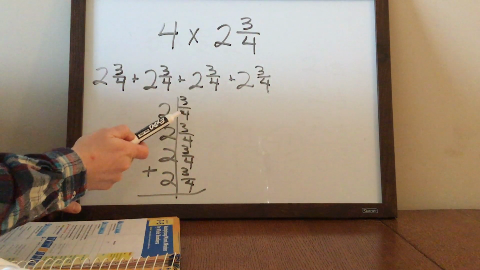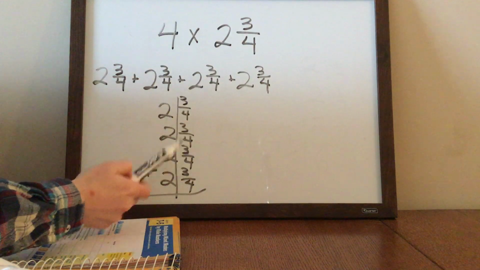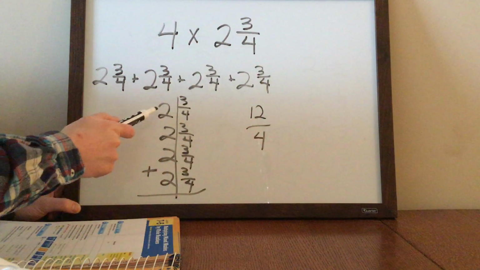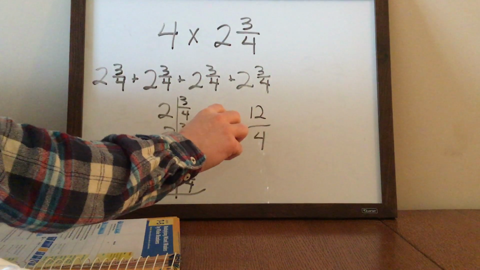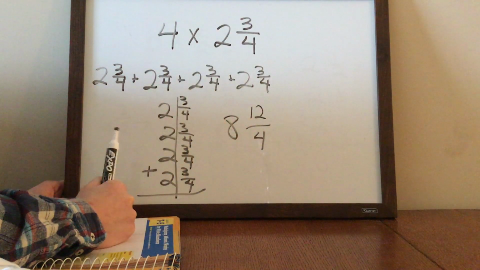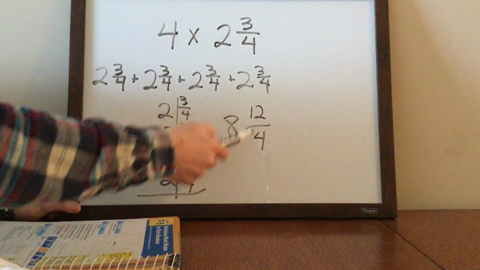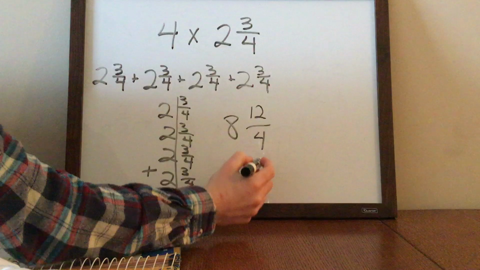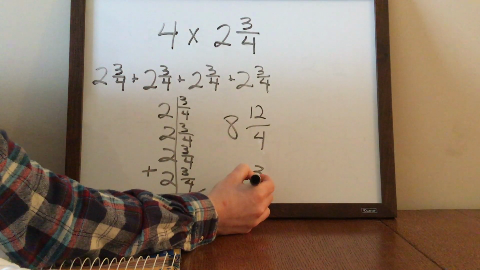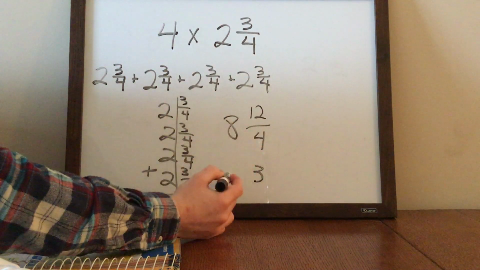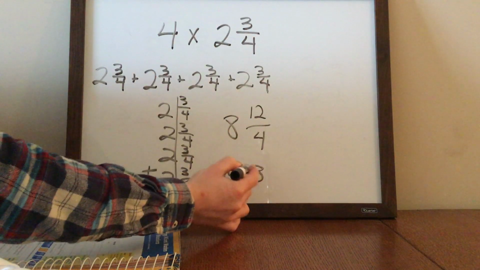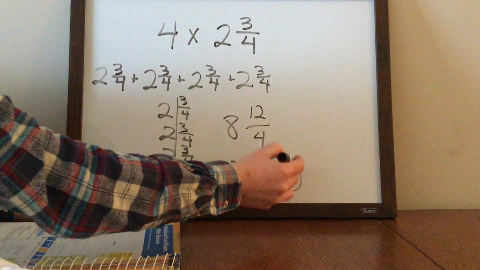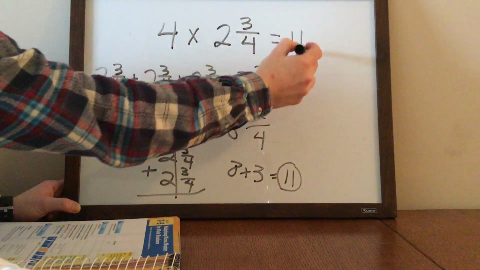Let's do these together. 3, 6, 9, 12. So that would be 12/4. And then 2, 4, 6, 8. So 8 and 12/4. Now we realize that this is an improper fraction, so we can't leave it like this. 4 goes into 12 3 times with none left over. So this actually equals 3 wholes. If we already have 8 wholes, we're adding 3 wholes to that. That gives us a total of 11. So this equals 11.